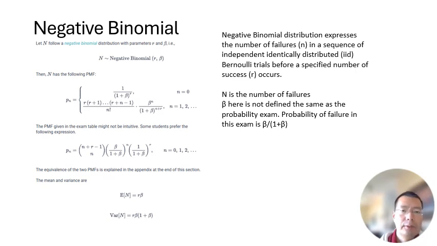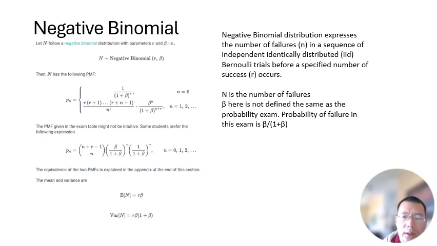Negative binomial. First, we want to understand what the negative binomial distribution is. The negative binomial distribution expresses the number of failures in a sequence of independent, identically distributed Bernoulli trials before a specified number of successes r occurs. So here n is the number of failures. It could be 0, it could be 1, it could be 2.